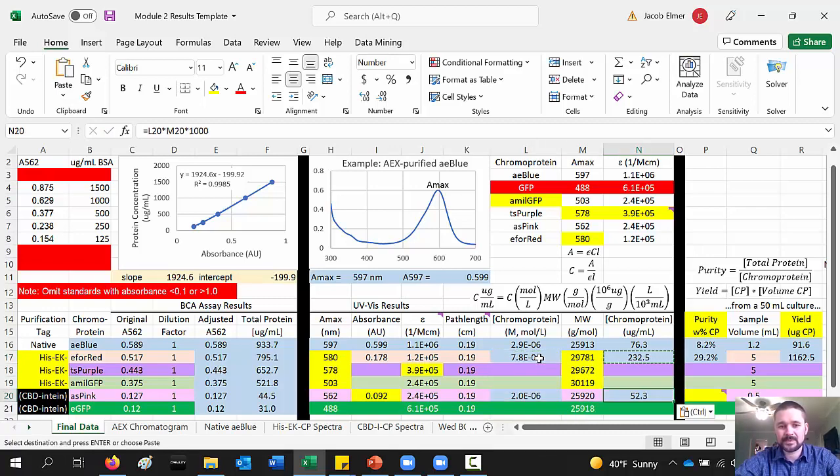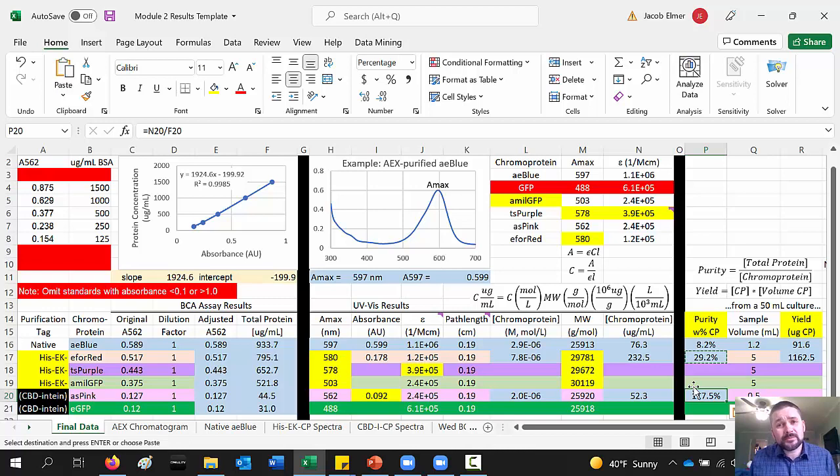Same thing here. Okay. So a lower concentration of chromoprotein, right? But our total protein concentration was lower as well. So let's copy that equation for purity down here and look at that. So AEX gave us 10%, IMAC gave us 30%, chitin affinity is giving us over 100%. That's exactly what we expected, right? Because that chitin binding domain should be the only thing that binds to chitin. So we should have washed away all of our impurities, and that's exactly what we see here.